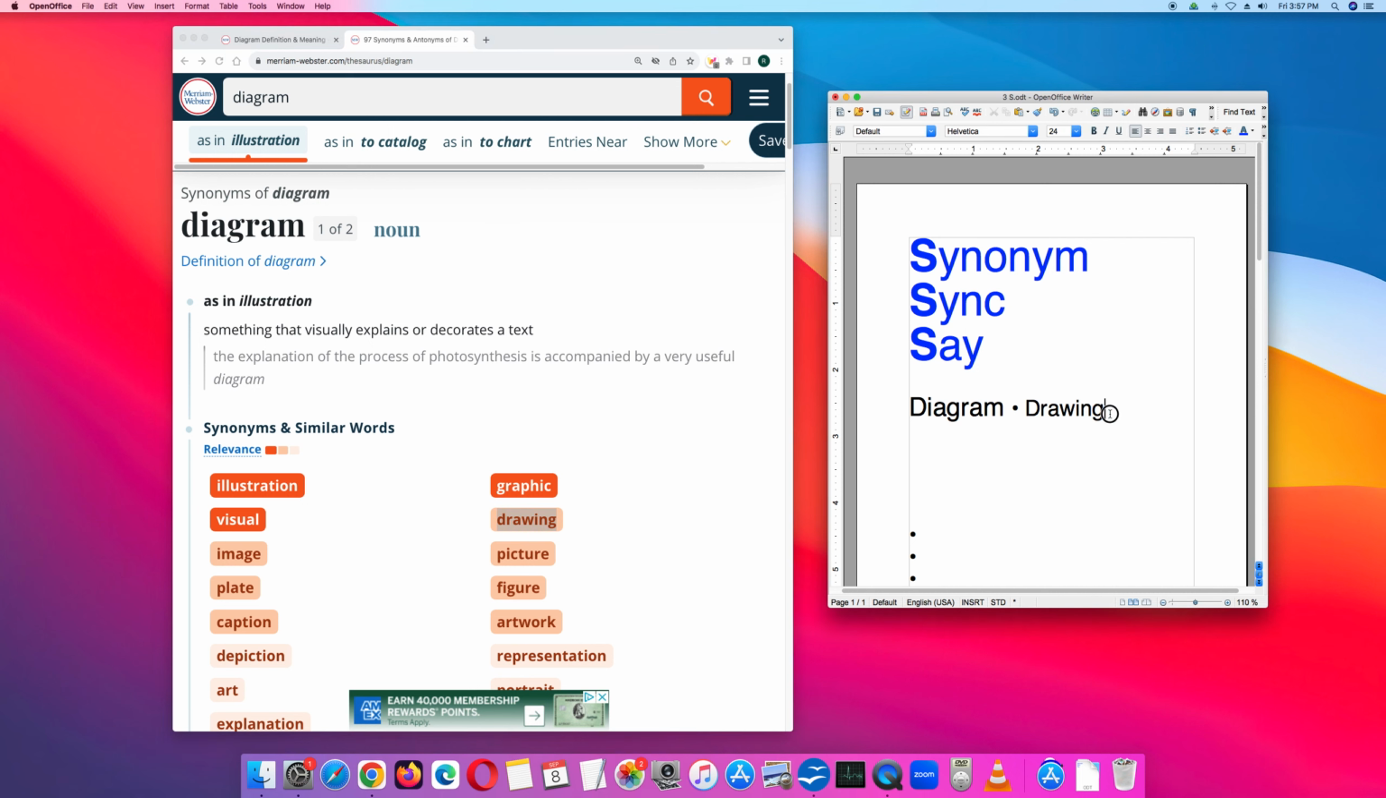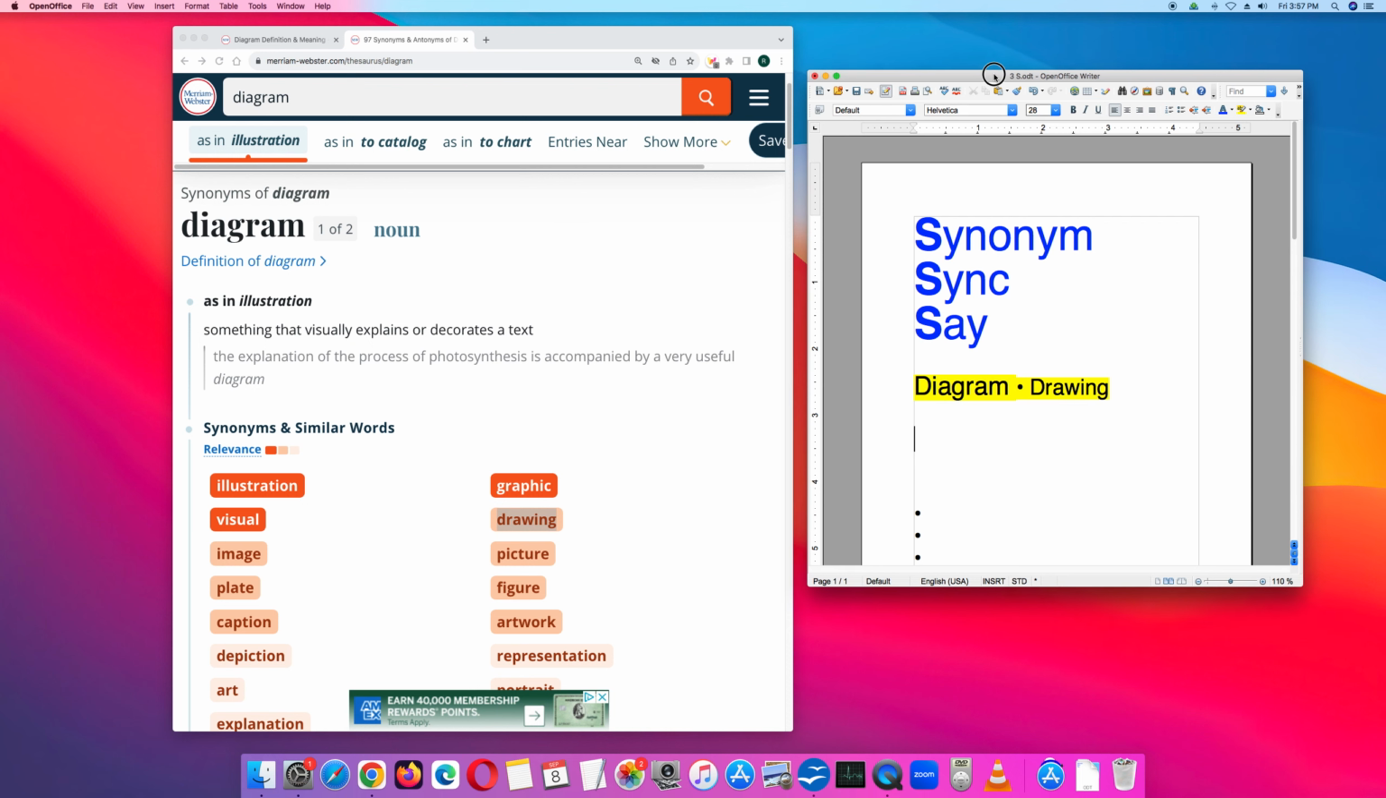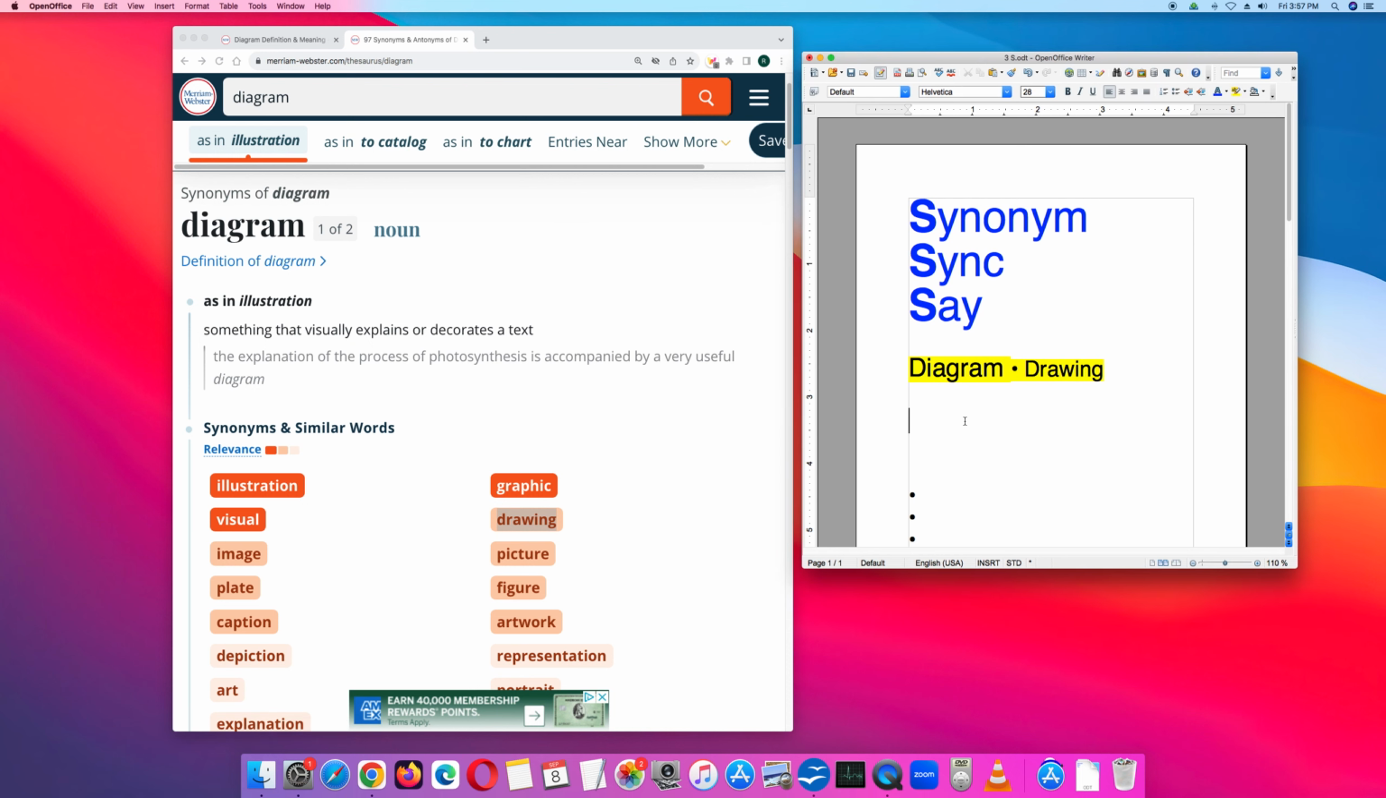So in the first phase, I picked drawing. Excellent synonym here. And then what you're going to do is this. So I have diagram and drawing. Now I'm prepared to implement the 3S system. So we have the synonym, I know how to say it.